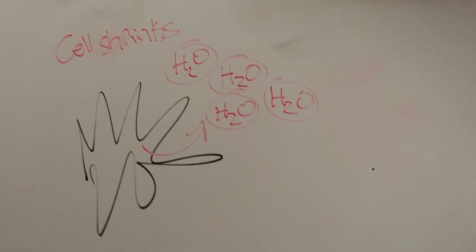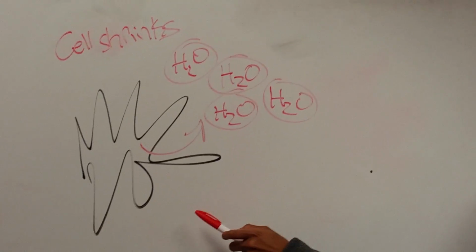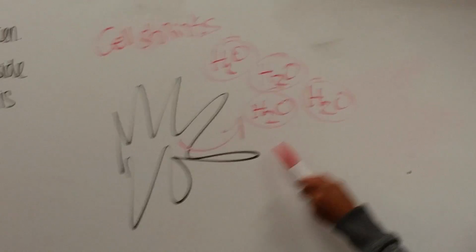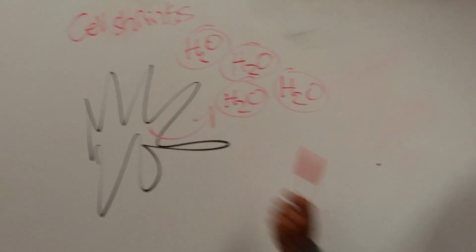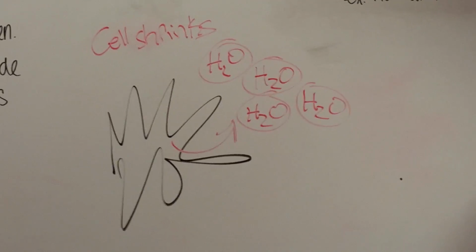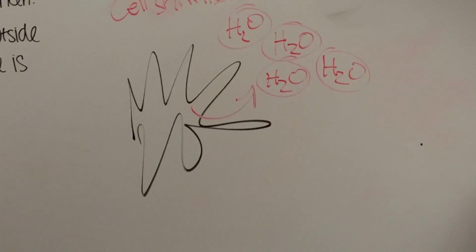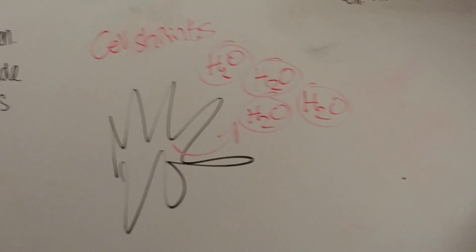A good example would be in an animal cell, where the concentration outside of the cell is greater than that inside the cell, and that is going to cause the H2O molecules to leave the cell, which will cause the cell to shrivel and shrink. A good example of a dehydrated cell.